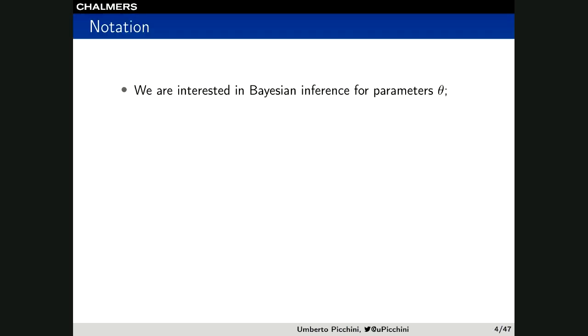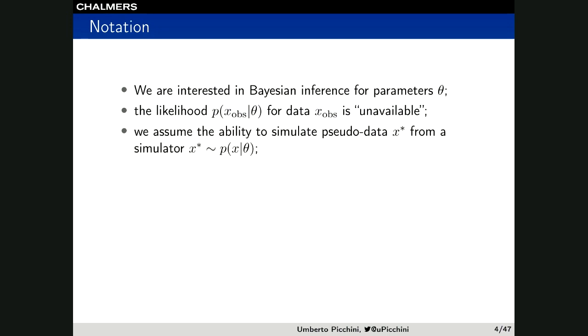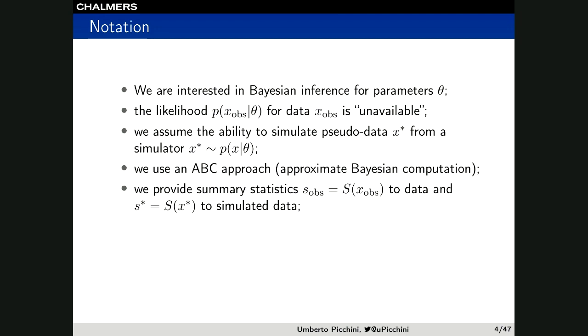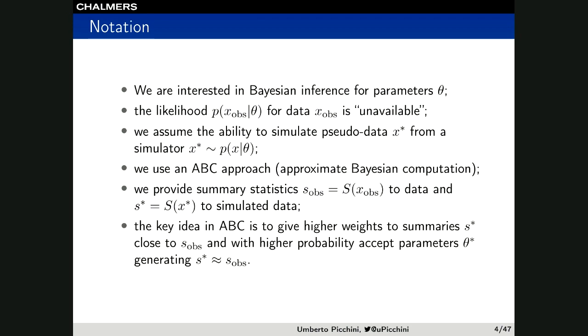So here's the usual slide with notation. We are interested in inferring this parameter theta. And we have a likelihood, which is unavailable or computationally expensive to approximate, and I denote it this way, given the observed data. So we assume the ability to simulate pseudo-data using a stochastic simulator. And of course, we want to use ABC to learn our parameters, introducing some low-dimensional summary statistics of our observed data and simulated data. So the usual setup.